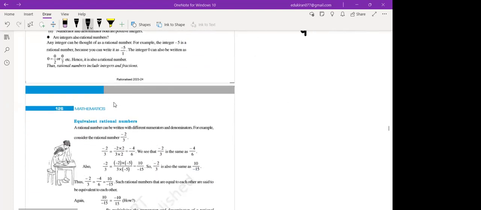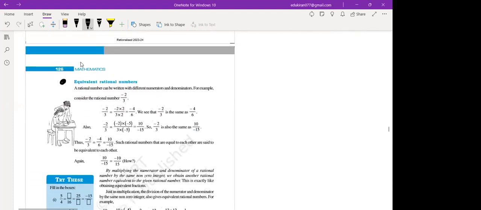Okay. Now we are going to do the next topic, which is equivalent rational numbers. Fine. So over here, in the equivalent rational numbers, just put a heading, everyone: equivalent rational numbers. Then I will discuss what they are.